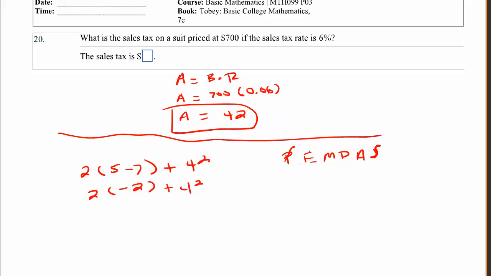Do we have any exponents? Yes, we do. 4 squared. 4 squared means 4 times 4. And 4 times 4 is 16. Done with my exponents. Do I have any multiplication and division? Yes, we have multiplication. 2 times negative 2 is negative 4. Don't have any division. So the last step is my addition. Now this time I'm starting off with negative 4. That's like saying that my bank account is at negative 4 and I make a $16 deposit. Well, now negative 4 plus $16 deposit will put me in the positives at positive 12.